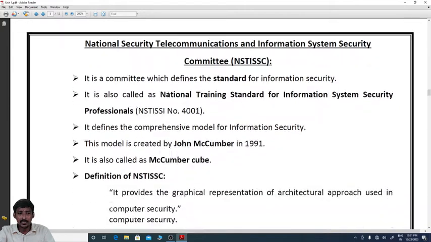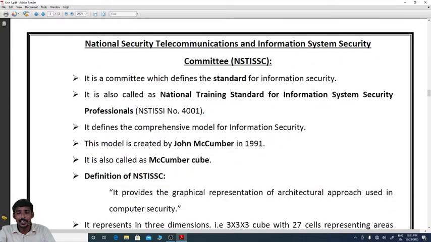The next thing I'm going to talk about is the standard suggested by NSTISSC, the National Security Telecommunication and Information System Security Committee. This is a committee that provided a set of standards for information security. It is also called the McCumber Cube, because it was invented by McCumber in the year 1991.